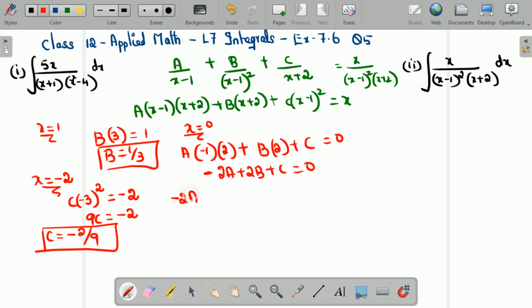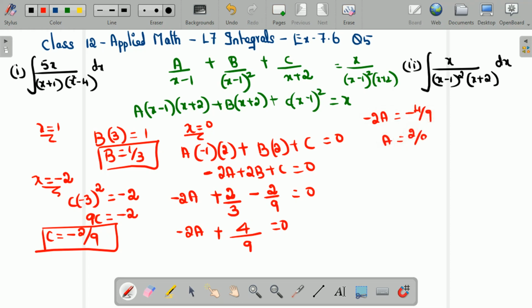So let's substitute other values. Minus 2a plus 2 into 1 by 3 is 2 by 3. Then this is minus 2 by 9 is equal to 0. Now you take LCM, minus 2a, this is going to be 9. If you cross multiply, 3 2s are 6, minus 4 is minus 2, is plus 4 is equal to 0. So minus 2a is equal to minus 4 by 9, or a is equal to 2 by 9.